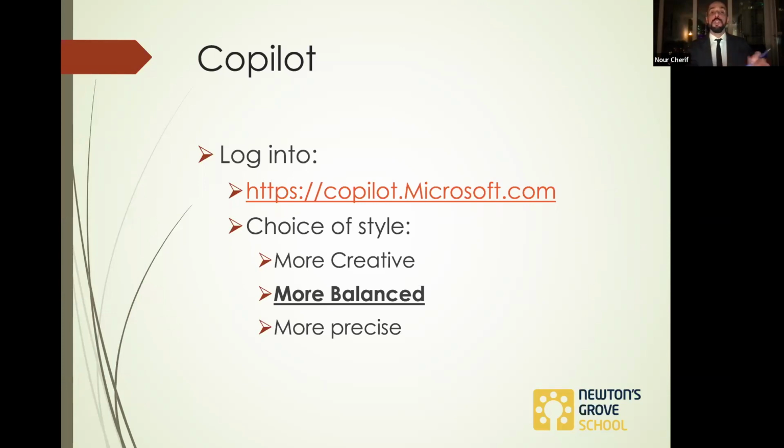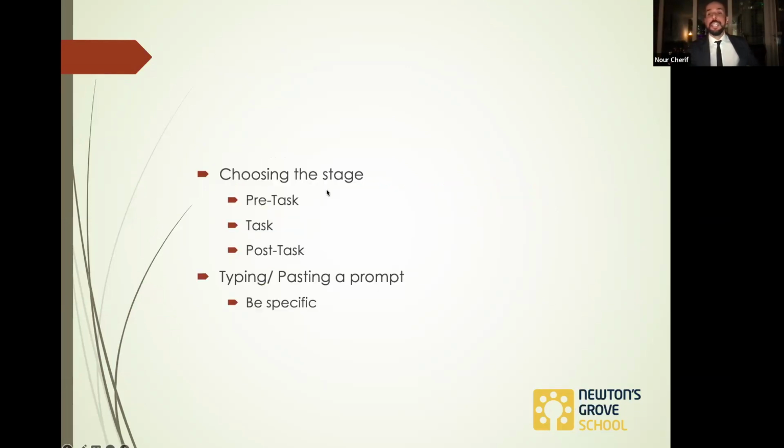So, we have to choose the style: more creative, more balanced, or more precise. We'll see it later. Now we'll move to choosing the stage. So for example, if I'm generating materials using AI, which stage am I working on? Am I working on the pre-task stage? Am I working on the task stage? Or am I working on the post-task stage? Because in here, we have to be very specific while we request information from AI. Typing and pasting a prompt in AI, be specific. And I'll show you later how being specific makes a huge difference in terms of the results that we get.